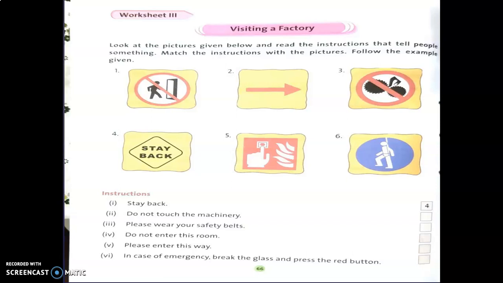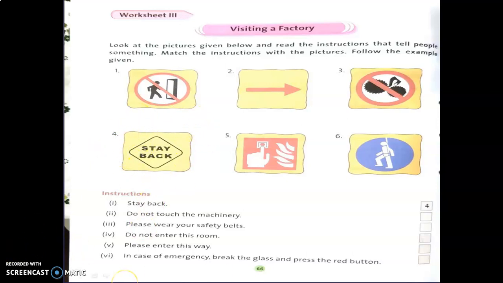Visiting a factory. Look at the pictures given below and read the instructions that tell people something. Match the instructions with the pictures. Follow the example given below. See all the pictures, what they are saying. Let's see the instructions. We have to match them with the pictures. Only one is already given, that is 4. You see the fourth picture. This is showing stay back.